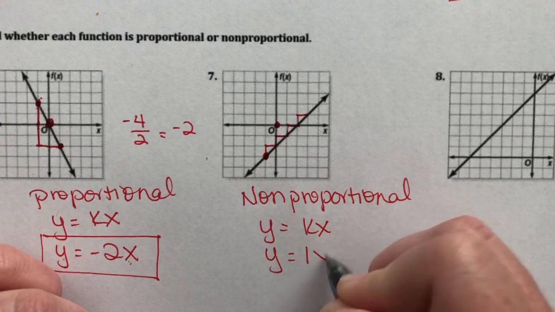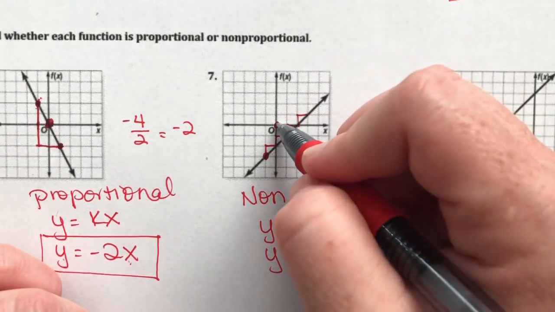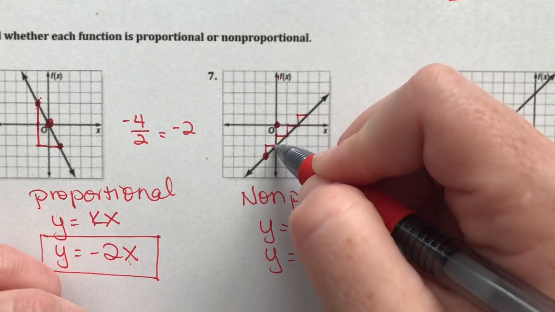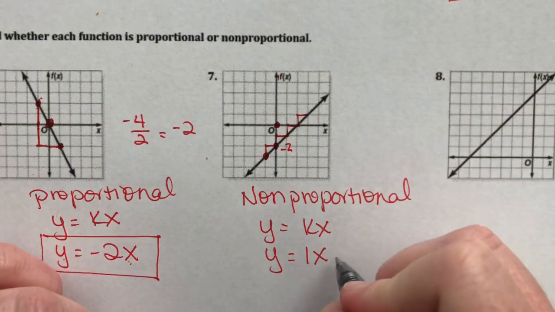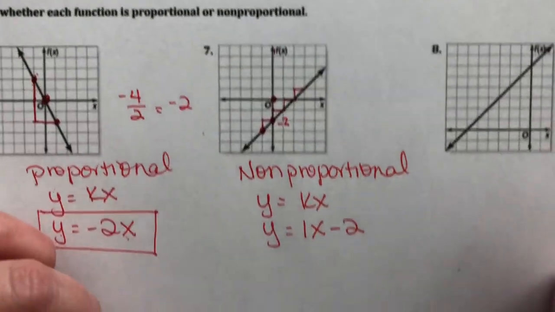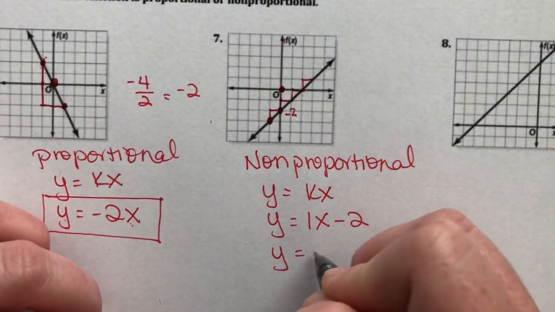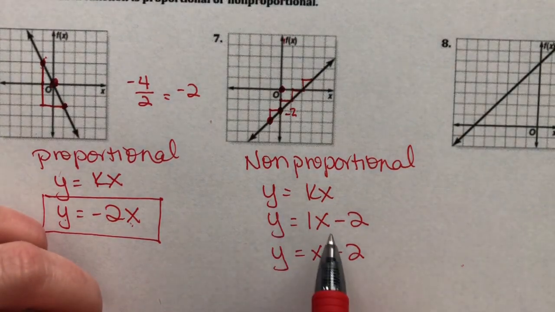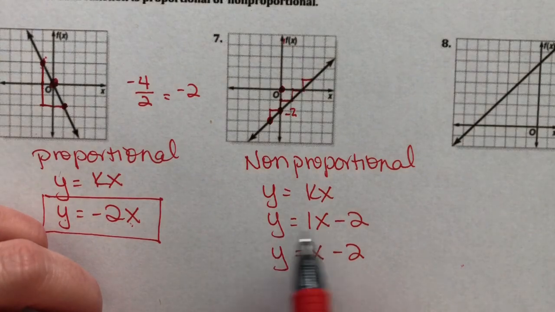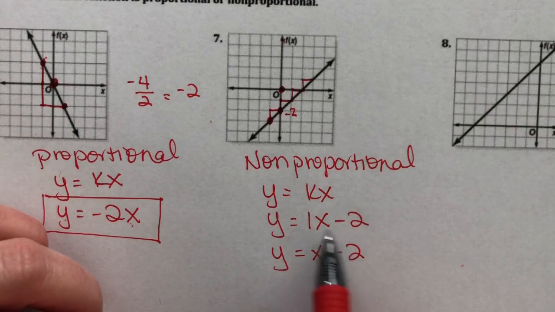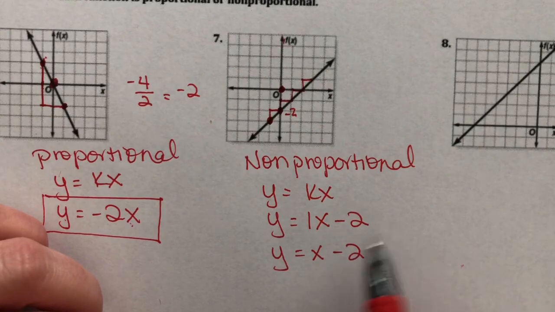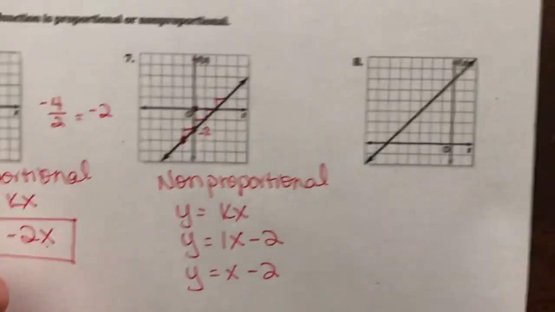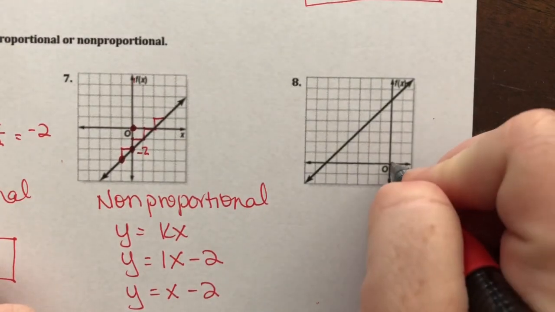Y equals 1x. And then instead of my line going through the origin, it actually crosses over the y-axis down here at negative 2. So I'm going to subtract 2. So my equation for that line would be y equals x minus 2. Whenever you have a proportional equation, it just has y equals a number times x. When it's non-proportional, it's y equals a number times x plus or minus something else hanging off the end here. So this is not proportional.